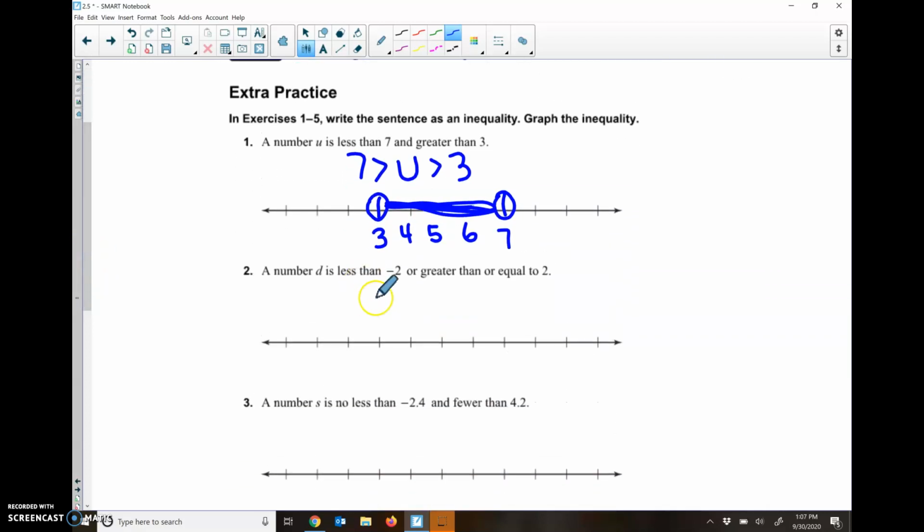Okay, a number d is less than -2, or, so we like these, greater than or equal to +2. So again, when I'm graphing these, I know these and problems are going to go towards each other, and these or problems are going to go away from each other. So I'm going to put -2 over here, put an open circle, and we're going to the left for that one. There's -1, there's 0, there's 1. This would be 2. Filled in circle because it's equal to. And I'm going to the right. So anything greater than 2.